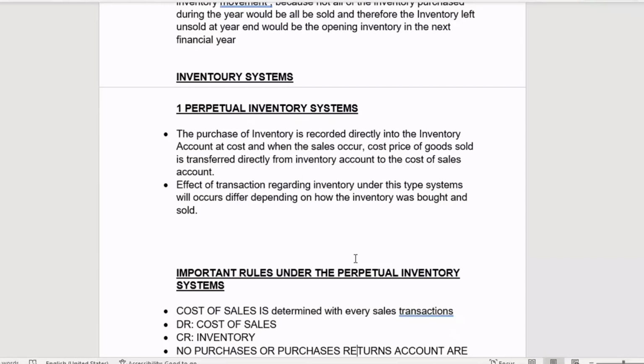The purchase of inventory under the perpetual inventory system is recorded directly into the inventory account at cost, and as soon as the sale actually occurs, the cost price of the goods sold is transferred directly from the inventory account to the cost of sales account. So the effect of transactions regarding the inventory under this type of system will occur differently depending on how the inventory was bought and sold.